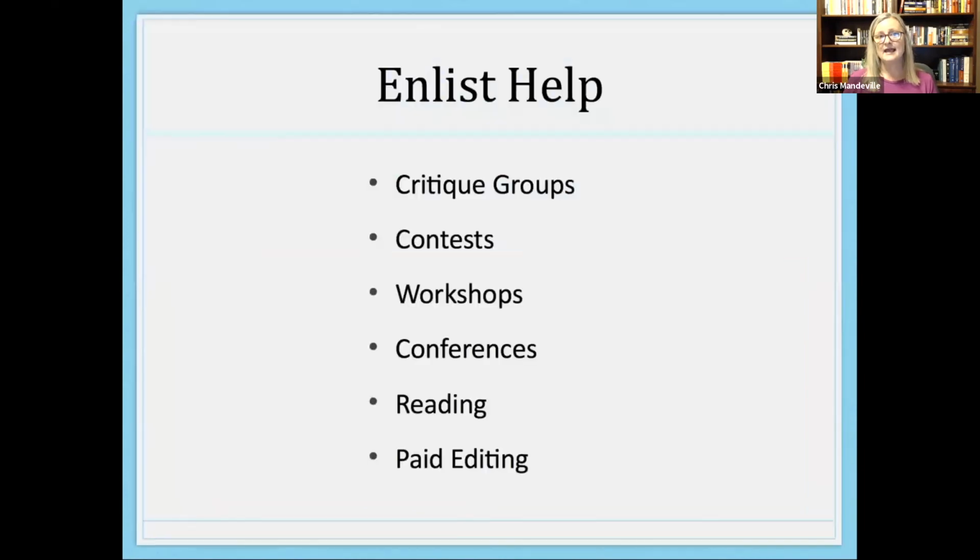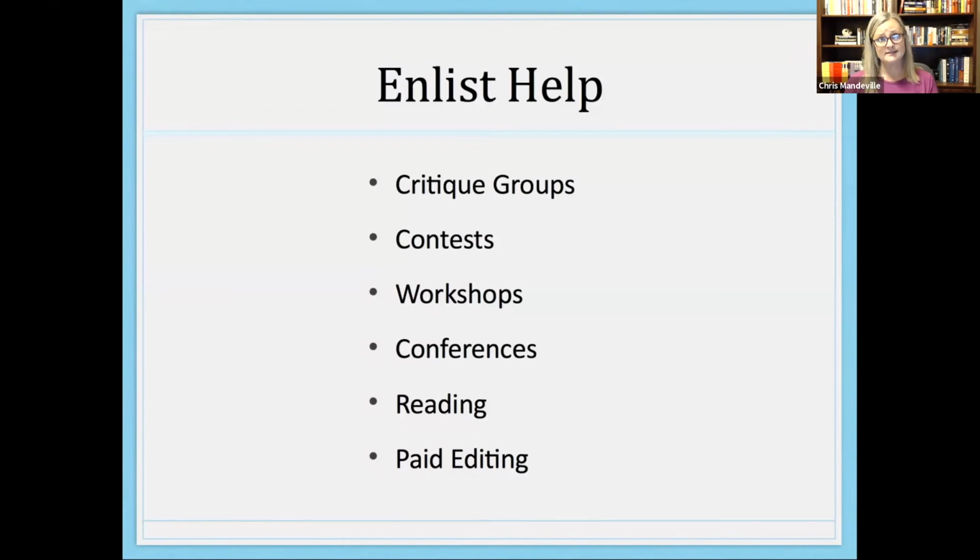You can enlist help. All the tools we've talked about in this entire workshop, last week and today, are tools that can help you during revisions. But in addition, there are lots of other sources of help. Critique groups, which I've mentioned. I haven't yet mentioned contests. There's a bazillion contests out in the world.